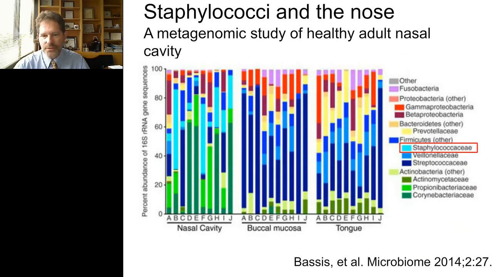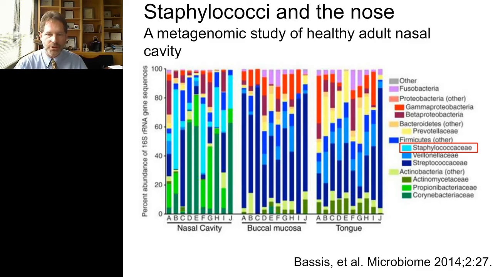This graph is from a paper by Bassis and colleagues in Microbiome from a couple of years ago, and it's a metagenomic study of the healthy adult human nasal cavity. They took 10 adults and they looked at the organisms that were present in the nasal cavity compared with the buccal mucosa and the tongue. And really the only point I want to make from these data is that if you look at the aqua color, which represents staphylococci, you see that that really is only present in the nasal cavity.